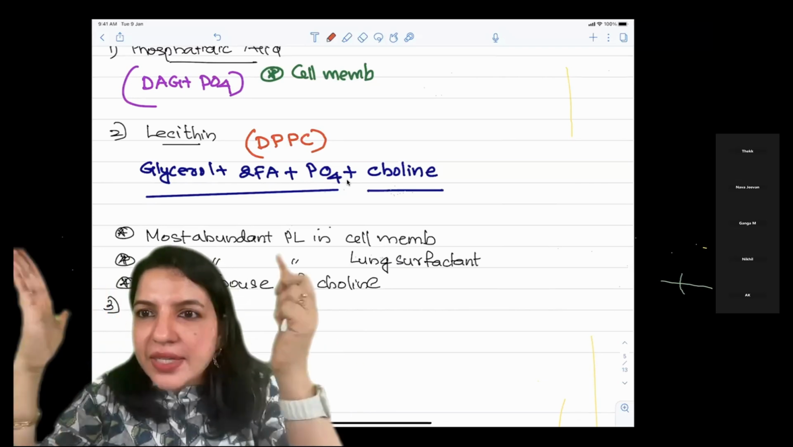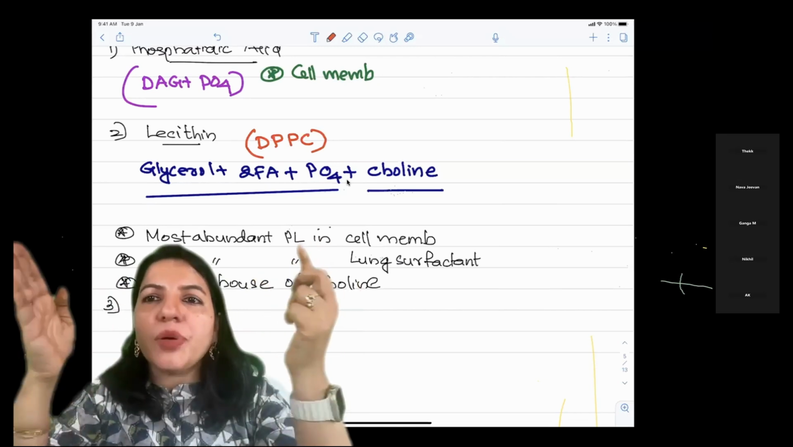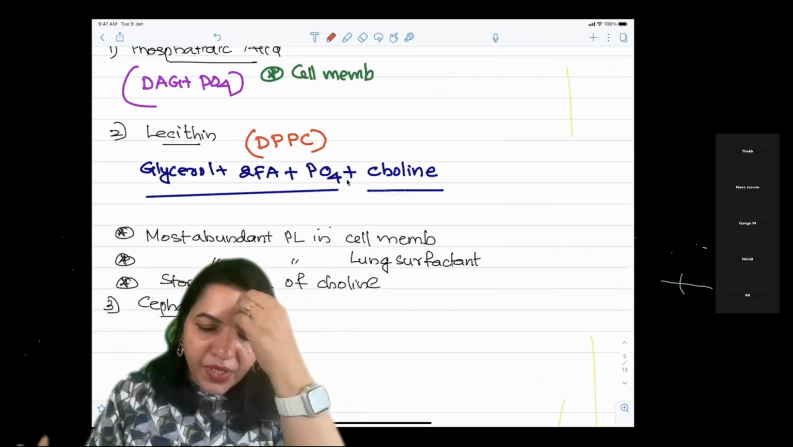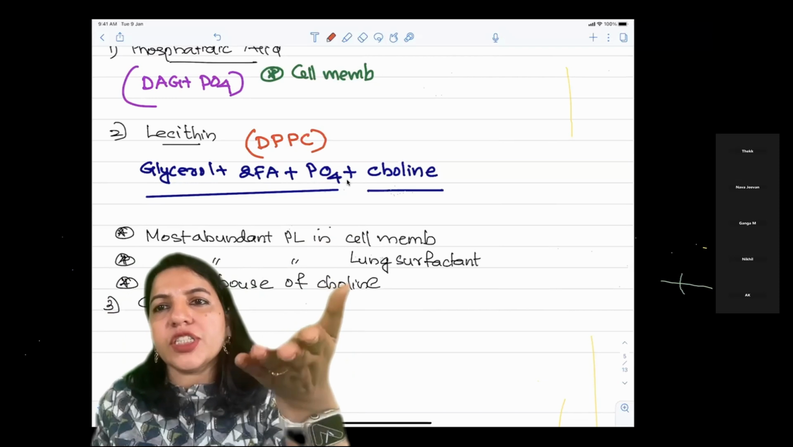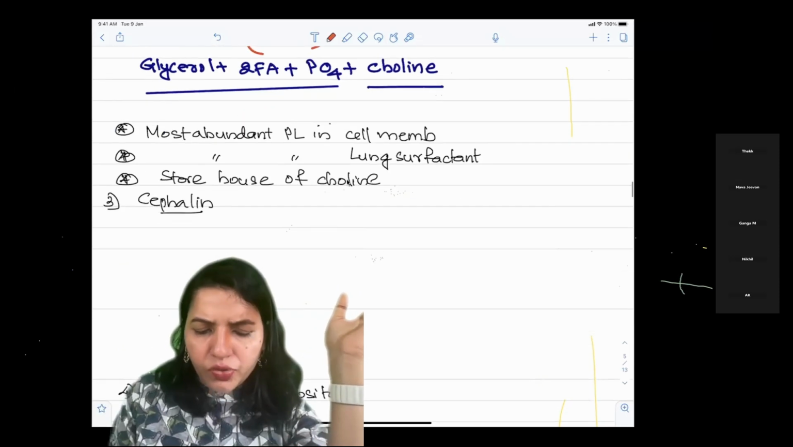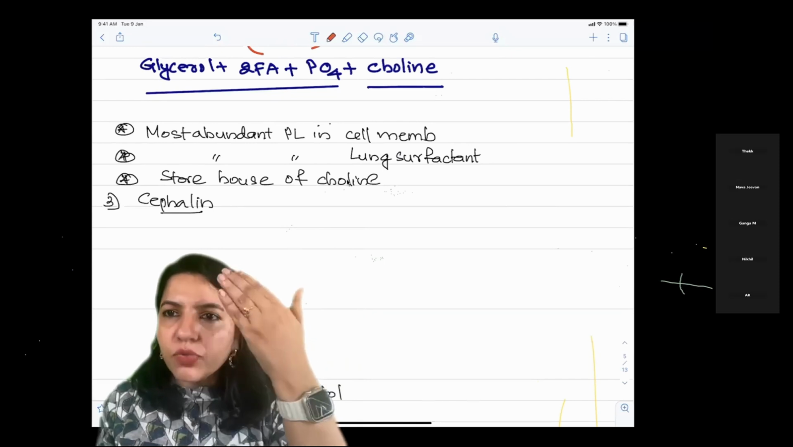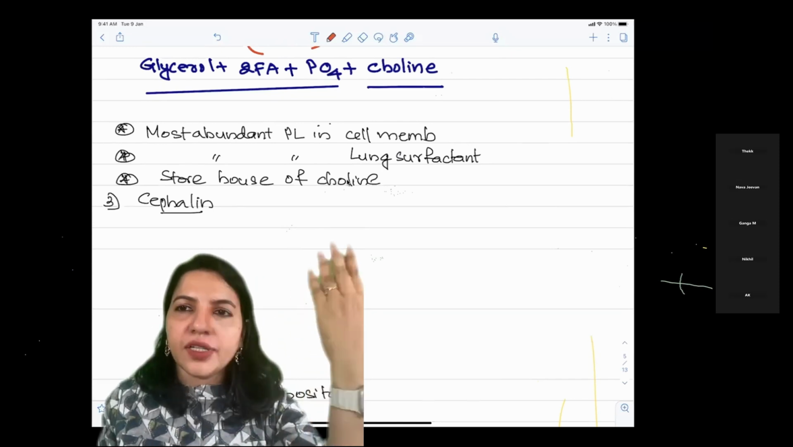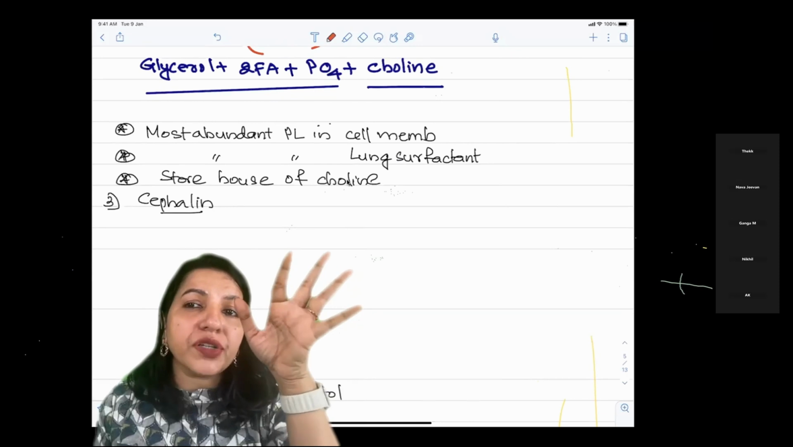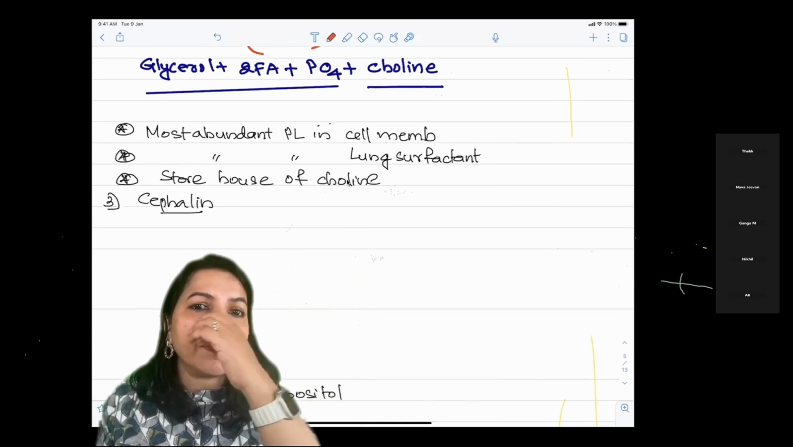Now I think that is clear to you. Lecithin is dipalmitoyl phosphatidylcholine, or we can just say phosphatidylcholine. And you all know this is the most abundant phospholipid in the cell membrane. This is the most abundant lung surfactant. Then this is the storehouse of choline. Why is choline very important in our body?